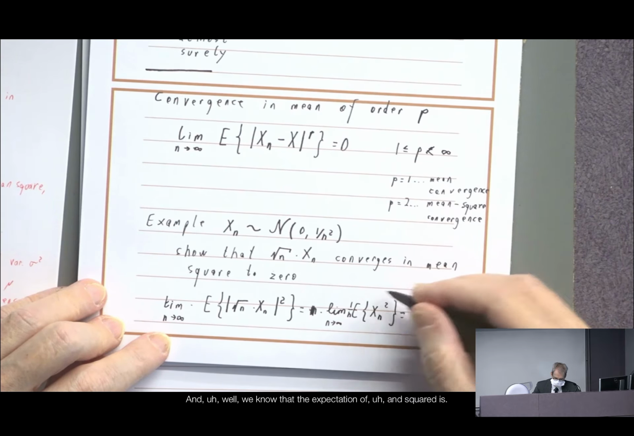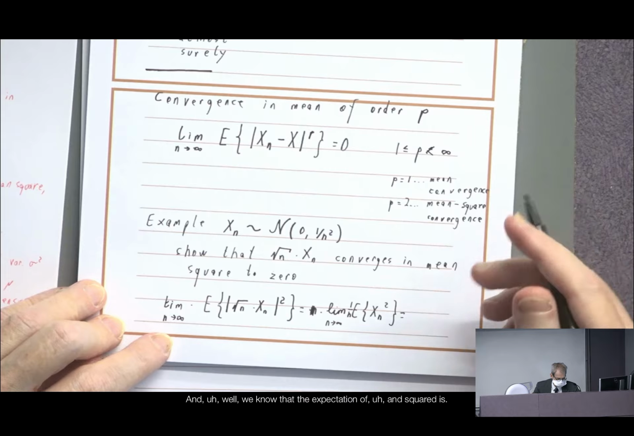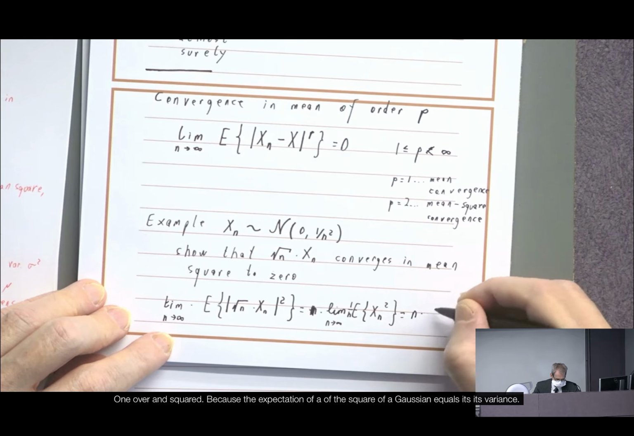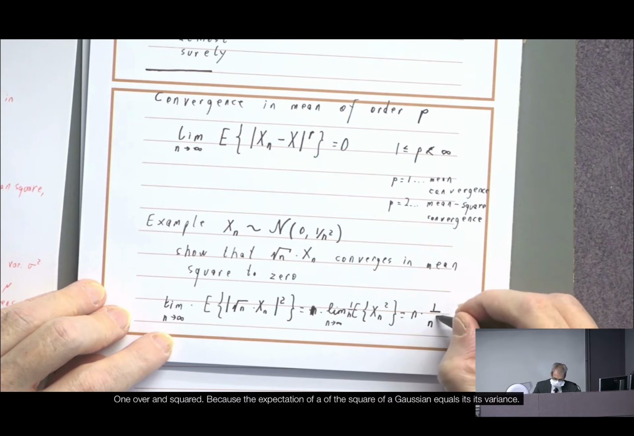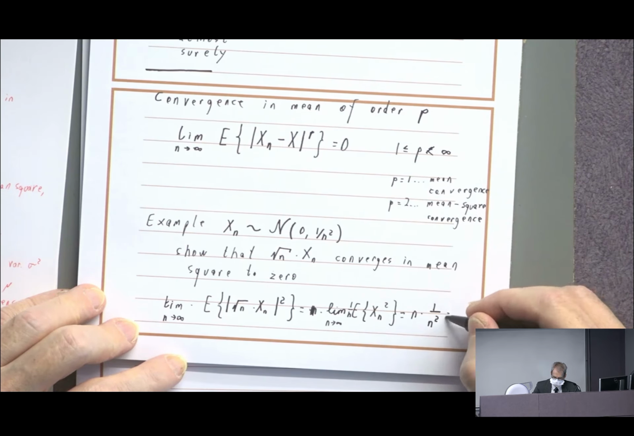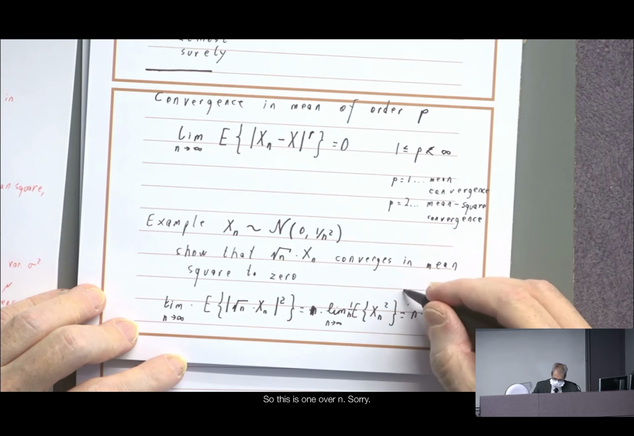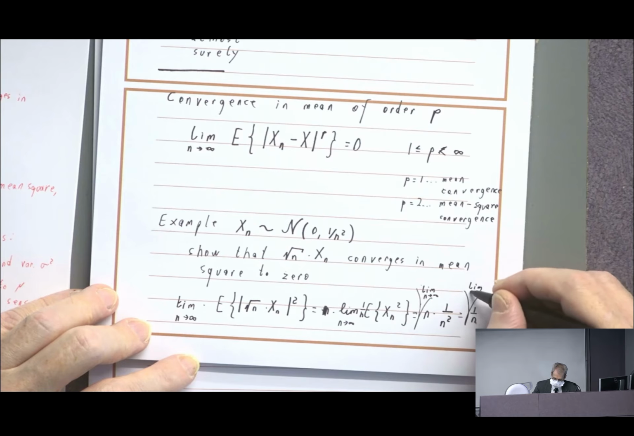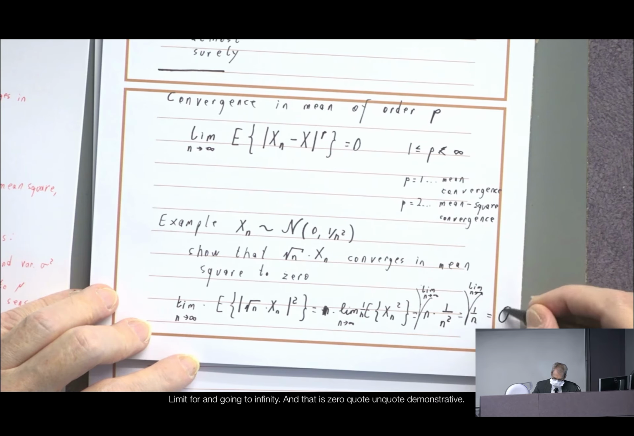And well, we know that the expectation of xn squared is 1 over n squared, because the expectation of the square of a Gaussian equals its variance. So this is 1 over n. Sorry, this should of course be the limit for n going to infinity, and that is 0. Quod erat demonstrandum.